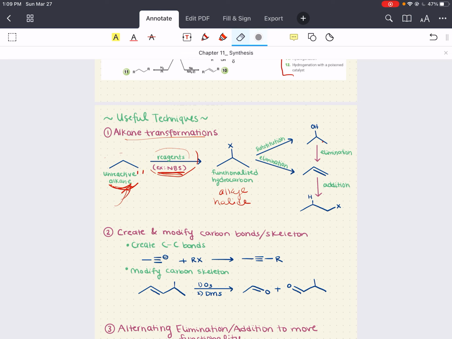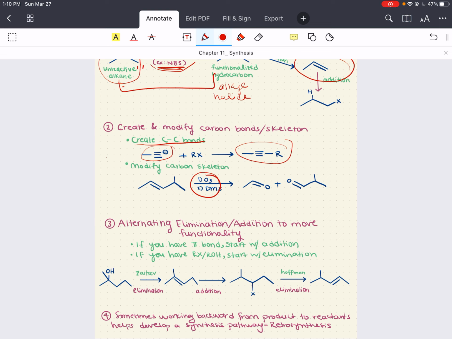And we learned that when we covered ozonolysis here. So if our goal is to start with a small carbon chain and our end product is a much larger carbon chain, then obviously we have to create carbon bonds. And one way we know how to do this is alkylation of terminal alkenes. We covered this in chapter 9 of terminal alkenes.